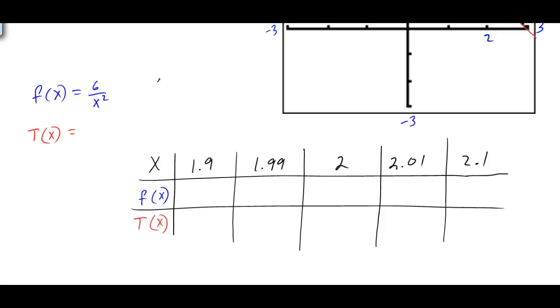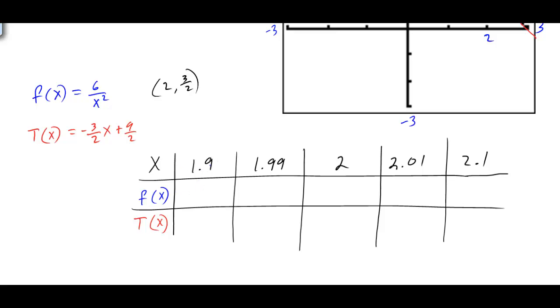Now remember, our point was (2, 3/2). So the tangent line we came up with was negative 3/2 x plus 9/2. So we want to use those to fill in our table. And if you go to your table function on your calculator, you could quickly do this.